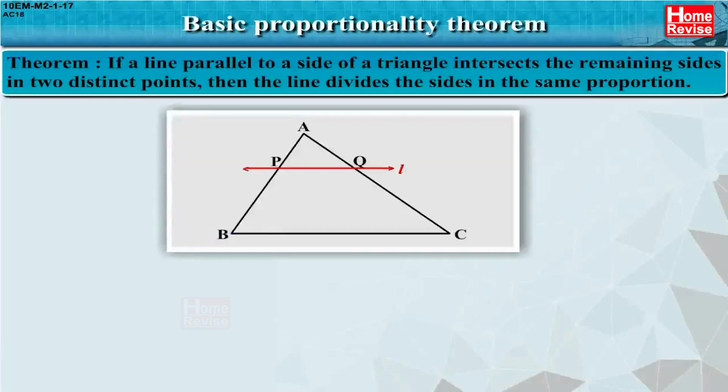Let's learn basic proportionality theorem. Theorem. If a line parallel to a side of a triangle intersects the remaining sides in two distinct points, then the line divides the sides in the same proportion.